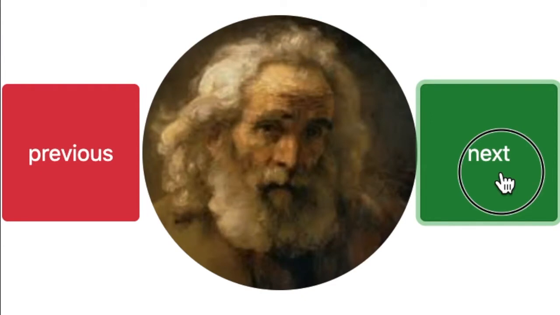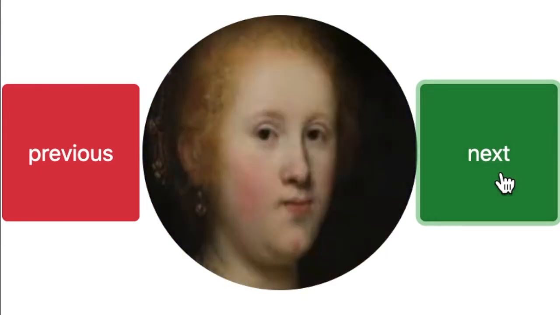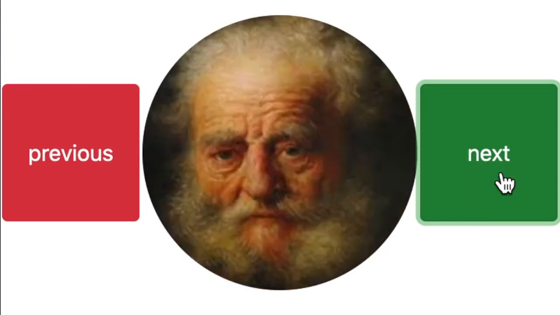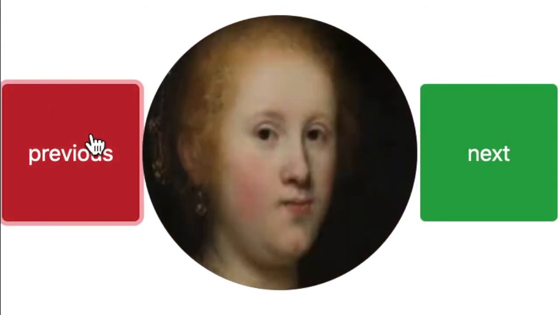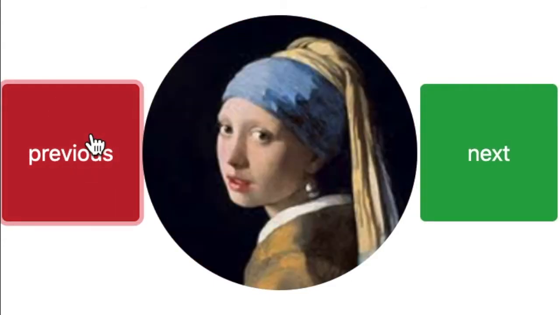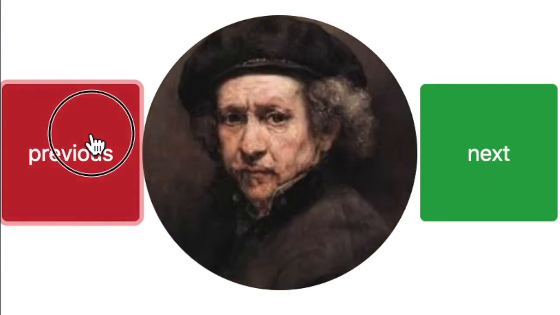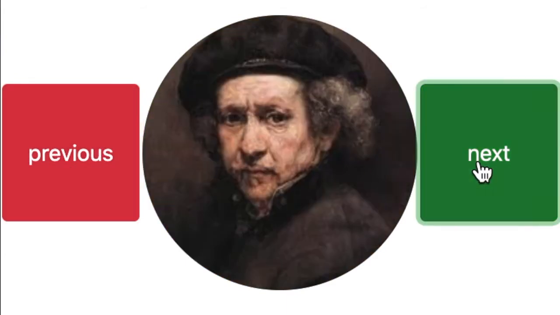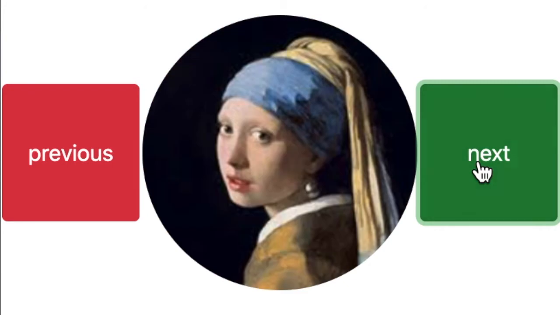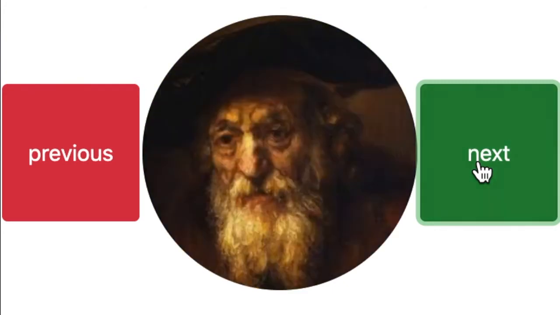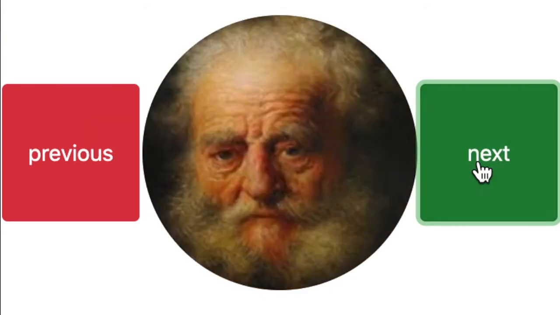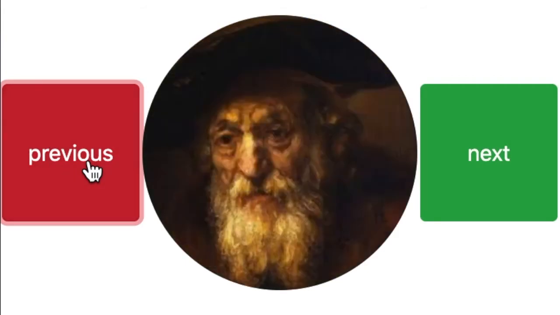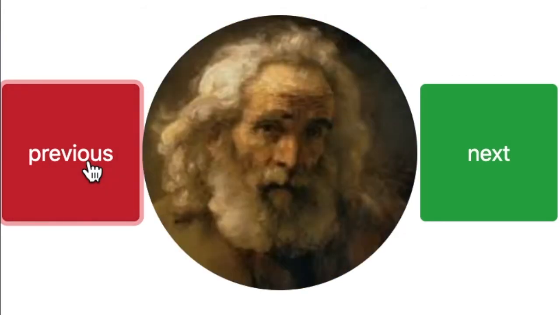Okay, so for example number 2, we see we got some paintings in the middle, and we got our previous button that goes to the previous painting, and we got our next button that goes to the next painting. Okay, that's it. We got 6 paintings, and we can move forward and backward between the paintings. Okay, let's do this. It should take about 10 minutes, so let's get started.